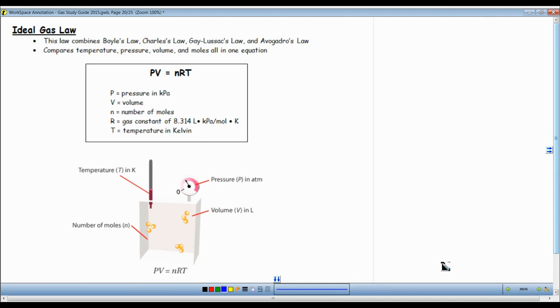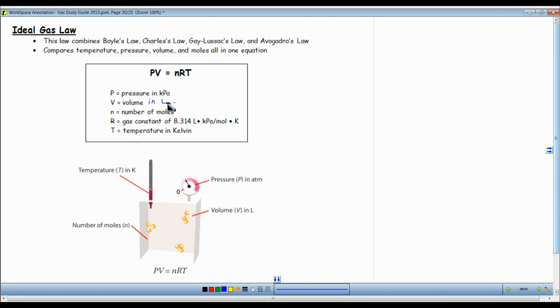Now, hiding in this equation are Boyle's law, Charles' law, Gay-Lussac's law, Avogadro's law. It's all in there. But you can compare all these variables at once with the ideal gas law. We always call it PV equals nRT, where P obviously stands for pressure. We're going to use kilopascal. V is volume. Often it could be liters or milliliters, but we will use liters in this case.